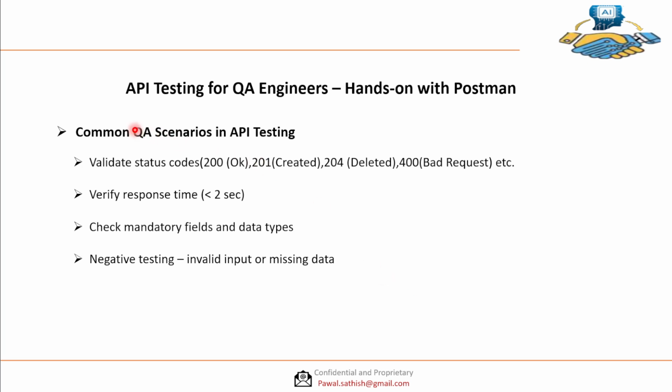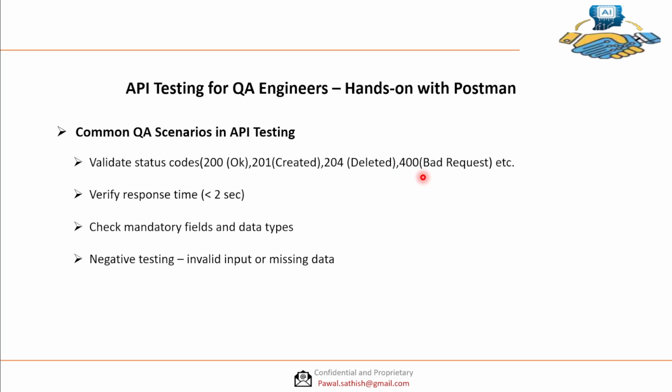Some of the common QA scenarios in API testing we need to verify. As a QA we need to verify the status code or response code. Like when we send a get request, we are expecting 200, it should return the response code 200. If it returns 201, that means it's a post request and the data got created in the database. If we perform the delete operation, then 204 will come.